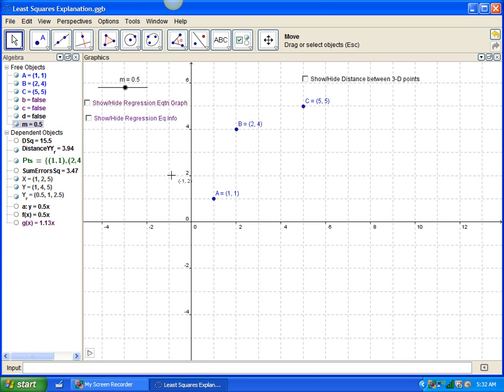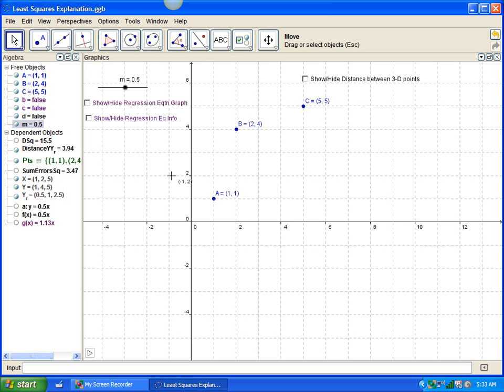What I'd like to look at here today is the question: why do we use the sum of the squares of the residuals when we do what's called the least squares linear regression? Why is it more popular than, say, using the sum of the errors and minimizing that?